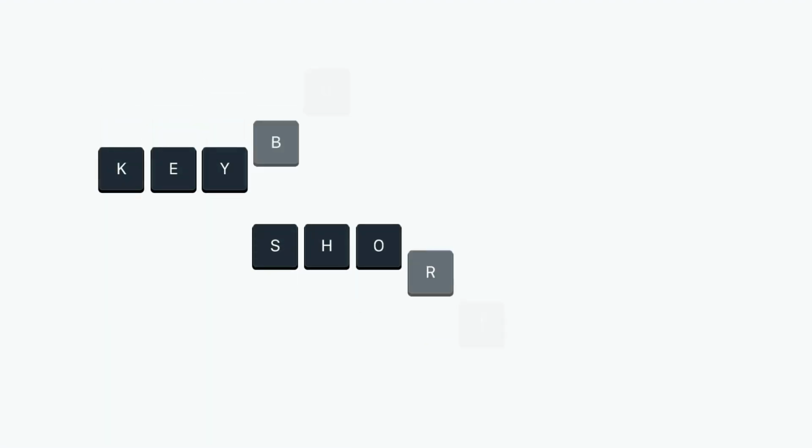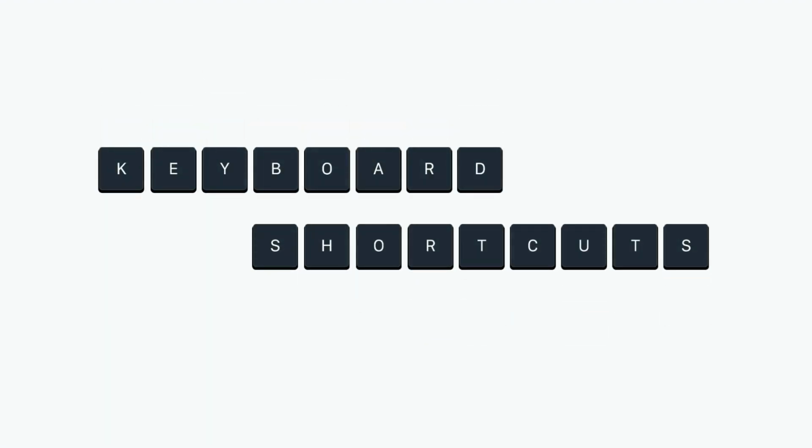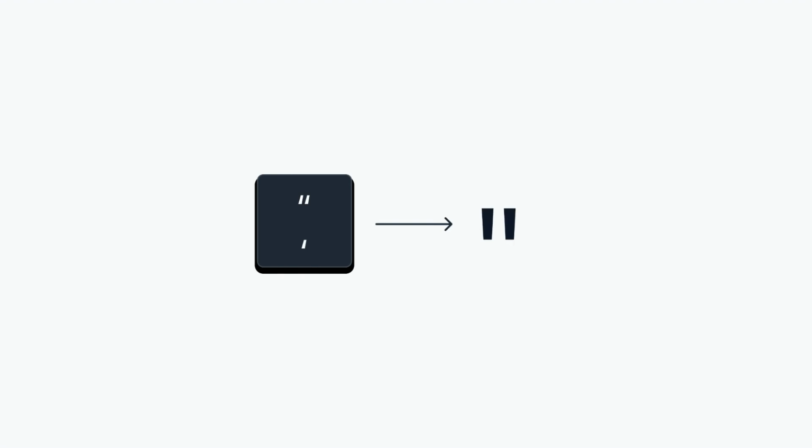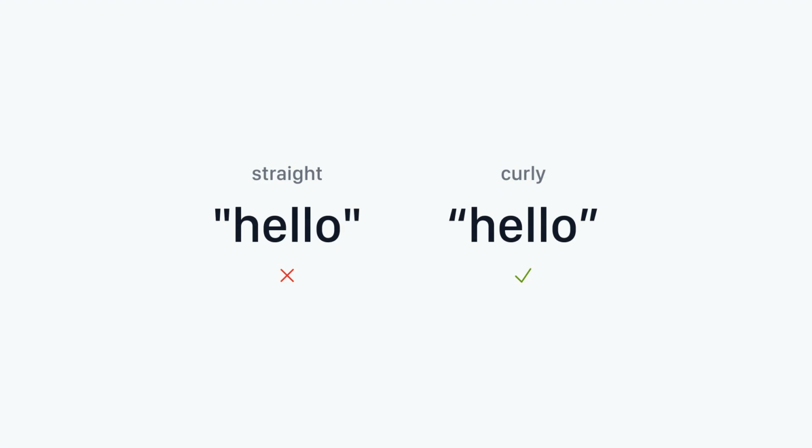Hi friends! In this video, we're going to go over several keyboard shortcuts that you should know if you want to improve your typography skills. The first shortcut is for quotation marks. By default, the quotation mark key renders a straight version, and this straight version looks the same whether it's used as an opening quote or as a closing one. However, for good typography, we want to use the curly version.